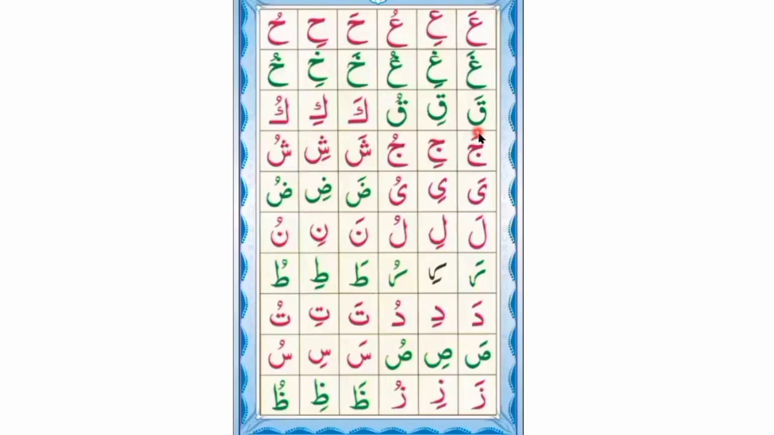Qaf Fatha Qa, Qaf Kasra Qi, Qaf Damma Qu. Kaf Fatha Ka, Kaf Kasra Ki, Kaf Damma Ku. These vowels are also called Zabar, Zair and Paish. Fatha is also called Zabar, this is Zair and Paish.